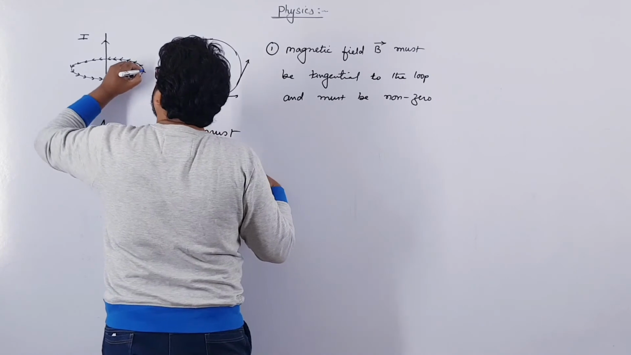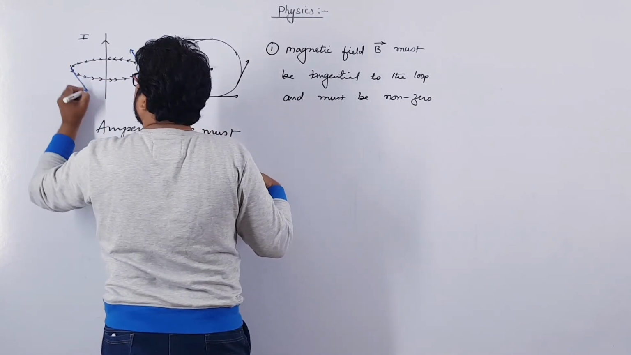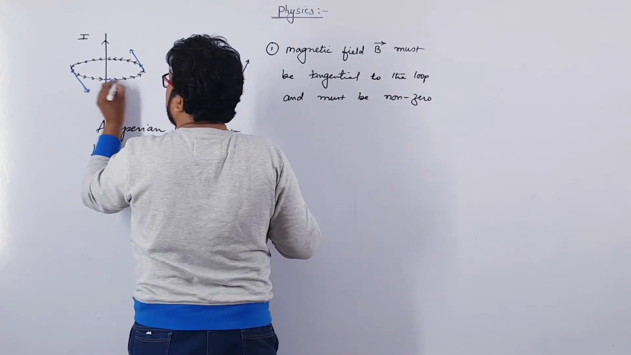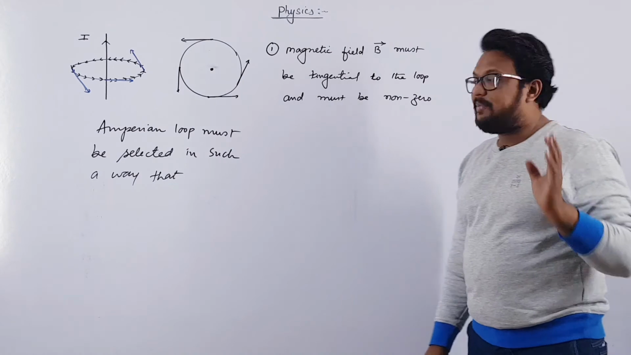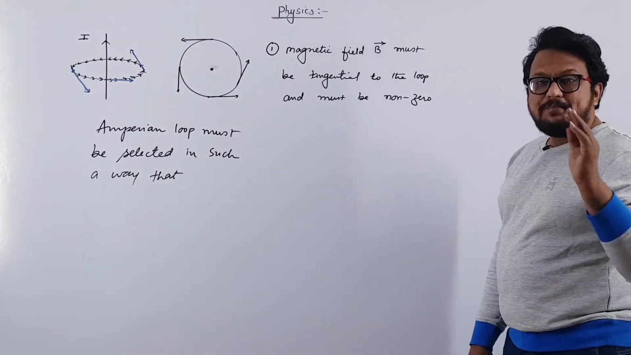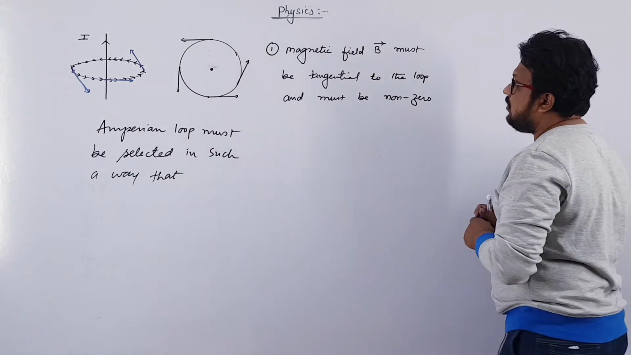In this case also, in the figure which we have drawn, at a particular point, let us say at this point, the magnetic field will be tangential to the loop. Here also the magnetic field will be tangential. At any particular point, the magnetic field will be tangential to the loop. So we have to select an Amperian loop in such a way that the magnetic field is always tangential to the loop, right? And it should be non-zero.